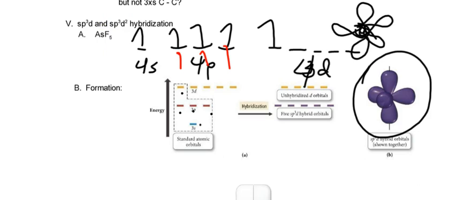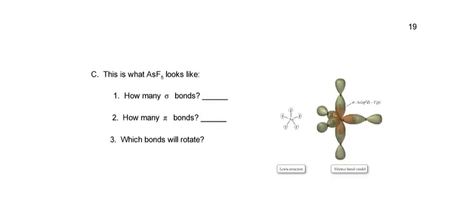I do need 5 here. And now I have 5 open spots. So what hybridization am I going to use here? I have 1 S, so S. I have 3 P's, and I have 1 D, so it's sp3d. Okay, so that's how the expanded octet works.